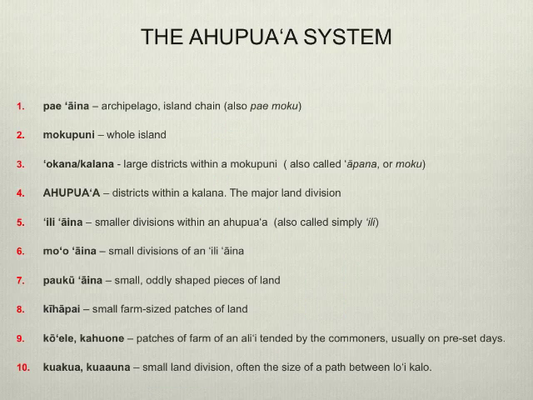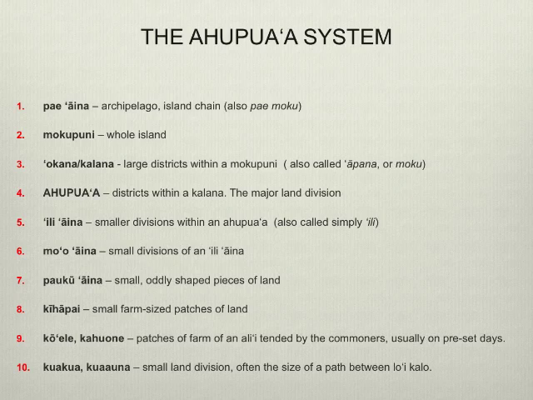Okay, so what you're basically looking at in the beginning of your lecture notes are these 10 items. So you guys are going to need to know these items for your midterm, and we're going to go over each one and how they are related to each other in groups. So from Pai'aina, Mokupuni, Okana, Kalana, Ahupua'a, and you see that's all caps, and we're going to tell you why in a bit. Ili'aina, Mo'o'aina, Pauku'aina, Kihapai, Ko'ele, Hakuone, Kuakua, Kuauna. The ones with commas are just variations, okay? So they're other names for the same thing.